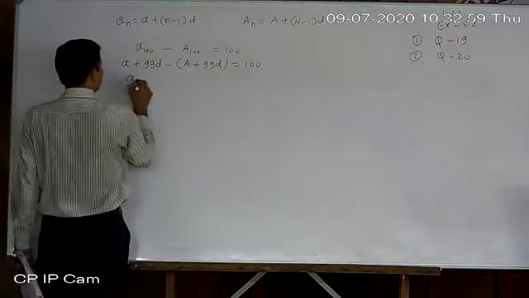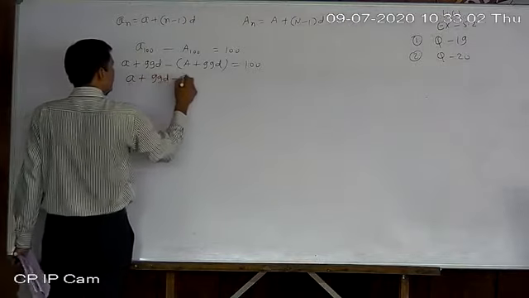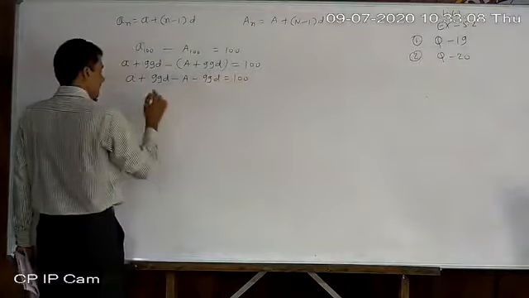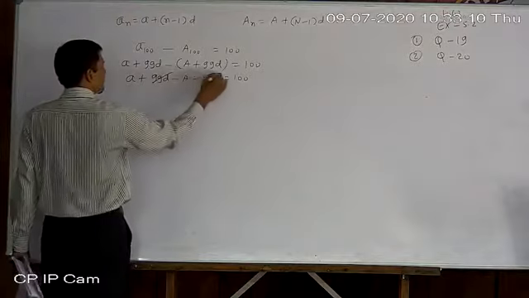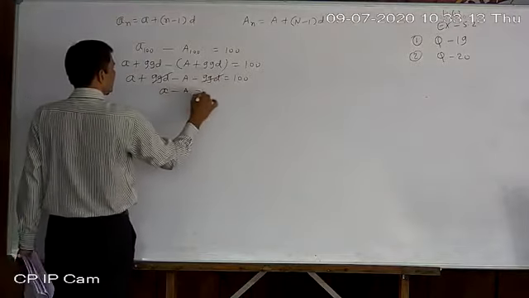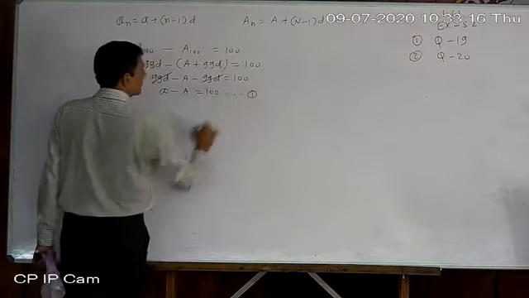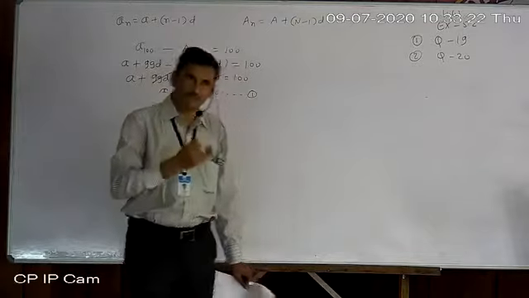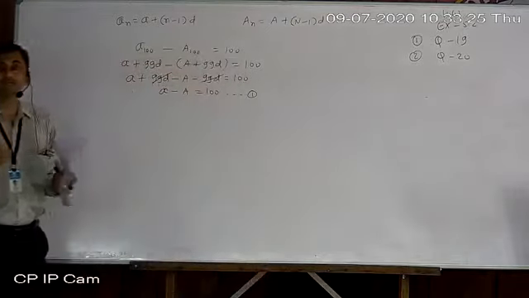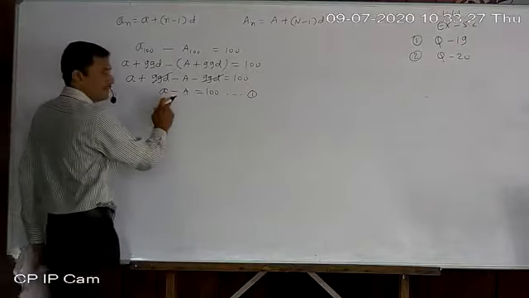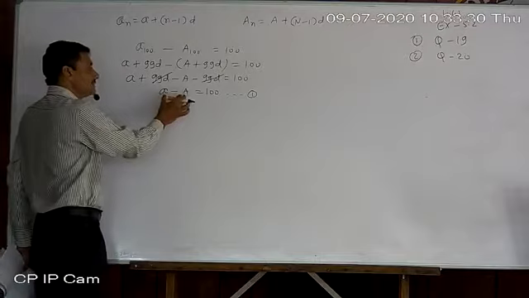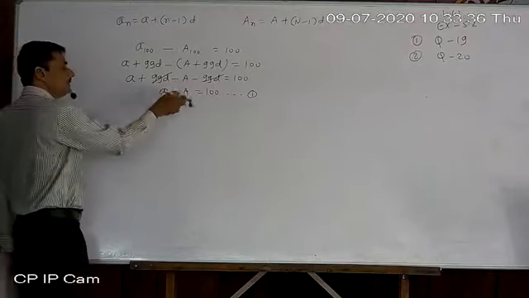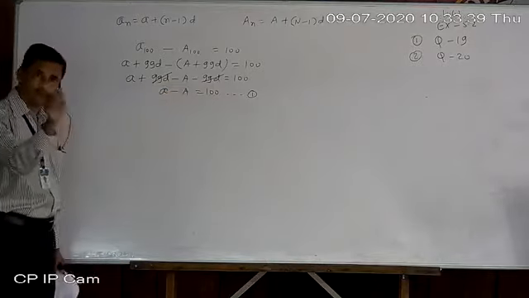Now just open that bracket. So a plus 99d minus A minus 99d equal to 100. Now 99d gets cancelled. So a minus A equal to 100. That is one relation. Obviously, we already concluded that the difference between the first terms, the difference between the 100th terms, and the difference between the 1000th terms will be equal only. So we came to that conclusion. The initial difference is also 100. If the 100th terms difference is 100, then the initial terms difference is also 100. And now the 1000th terms difference will also be 100.